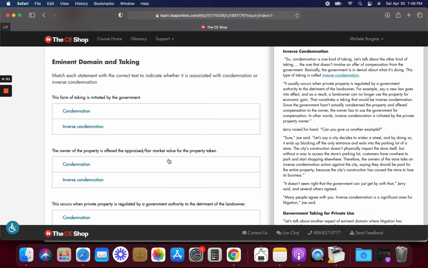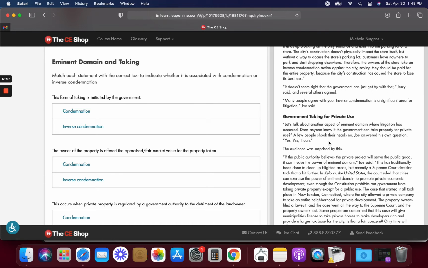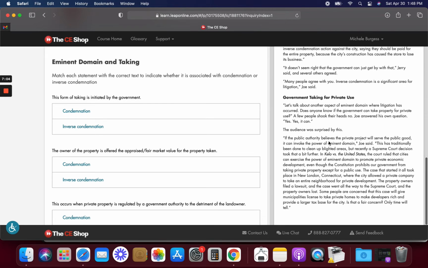They're over there doing something and it's messing up their business. It doesn't seem right that the government can just get away with this. Inverse condemnation is a significant area for litigation, for lawsuits.